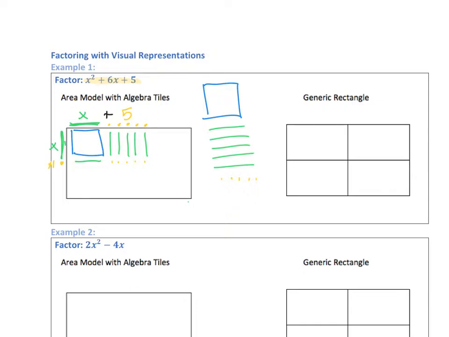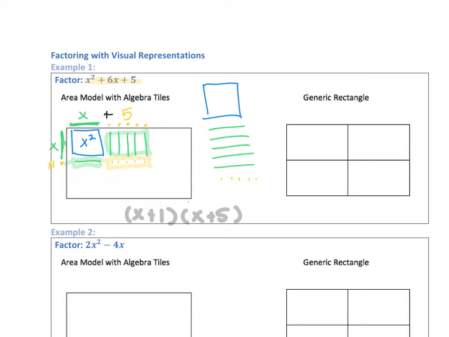And you can check yourself, right? X times x is x squared. X times 5 is 5x. X times 1 is 1x. 1 times 5 is 5. So you can see your pieces matching up. So my factored version of this is x plus 1 times x plus 5. One way to check and see if you're right is to multiply those back out and see if you actually get the values that we started with.